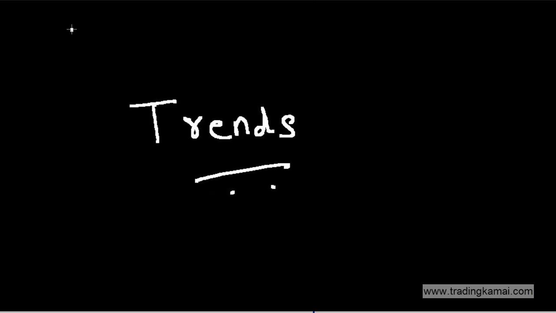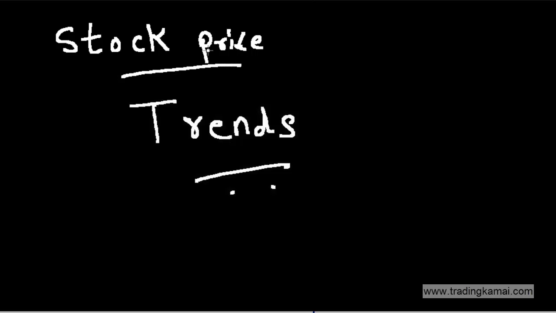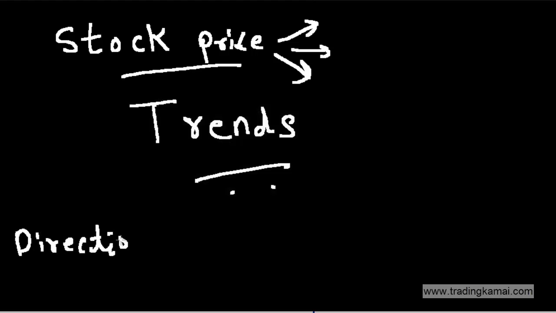Everybody in the stock market is interested in one and only one thing, and that is the stock price. Everybody is interested to know if the stock price will go up, if the stock price will go down, or will it be stable, whatever it is. In simple English, everybody is interested in knowing the direction in which the stock price will move. And this is exactly what is called trends.